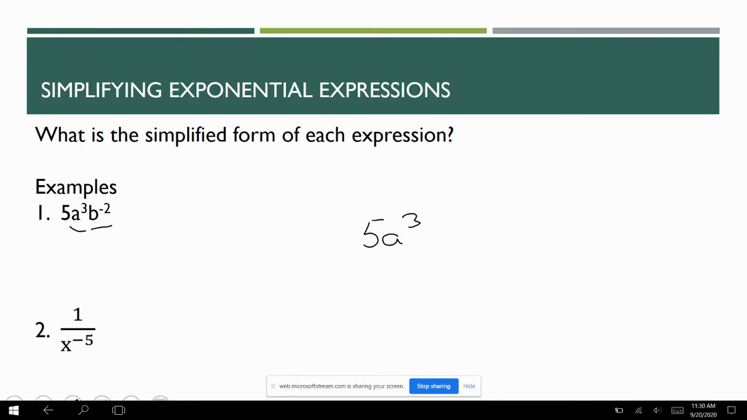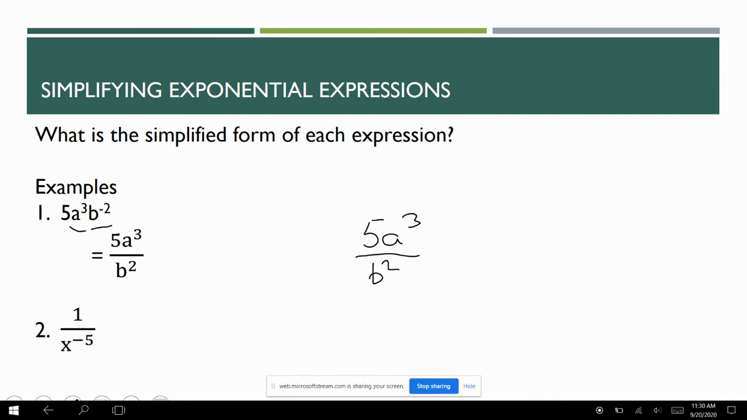But my b has a negative exponent. And if I want that to be simplified, in order to get that exponent to be positive, I'm going to send my b to the denominator, and the exponent becomes positive. So my final answer is 5a cubed over b squared.